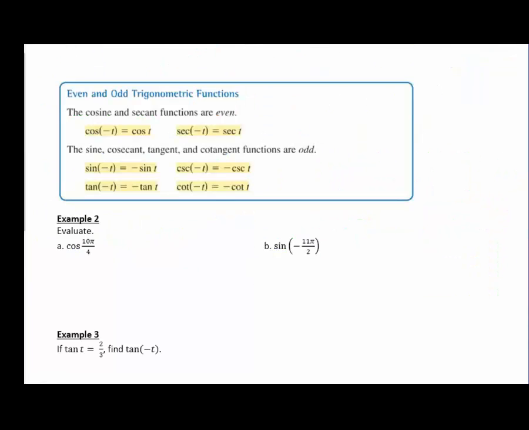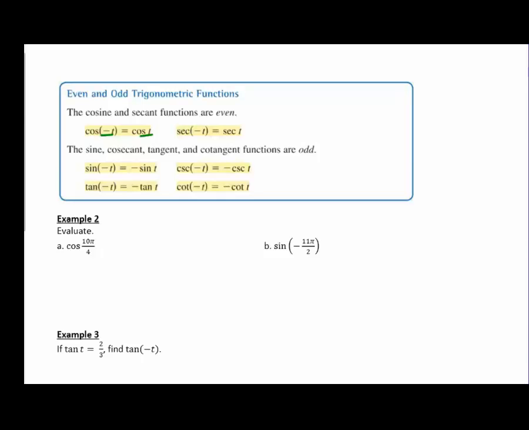Now let's take a look at our even and odd trig functions. So basically, when you try to determine if a function is even or odd, you plug in the negative value, and if you get the same value as the original, positive one, then you have an even function. And really, if you're looking at the graph, even means it's reflexive over the y-axis. So if you plug in the negative value and you get the same answer, your function is even. So in terms of trig functions, cosine and secant are both even functions.